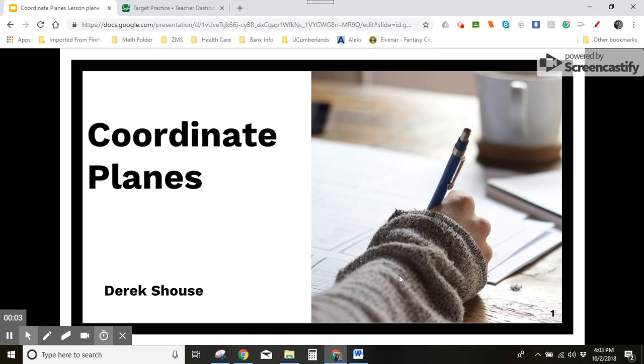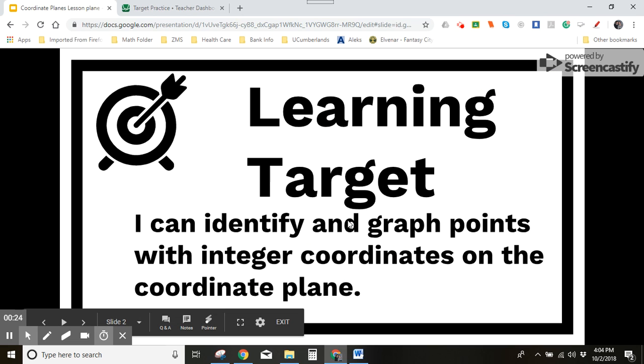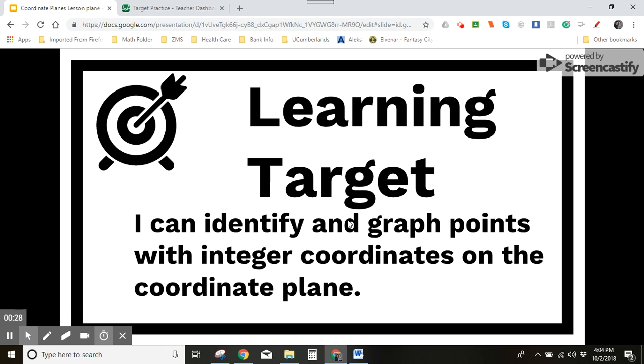So class, as we continue our rational numbers unit, we've been talking about absolute values, opposites, and integers on a number line, both vertically and horizontally. But today we're going to put those two number lines together and plot points on a coordinate plane. Today's learning target is: I can identify and graph points with integer coordinates on the coordinate plane.